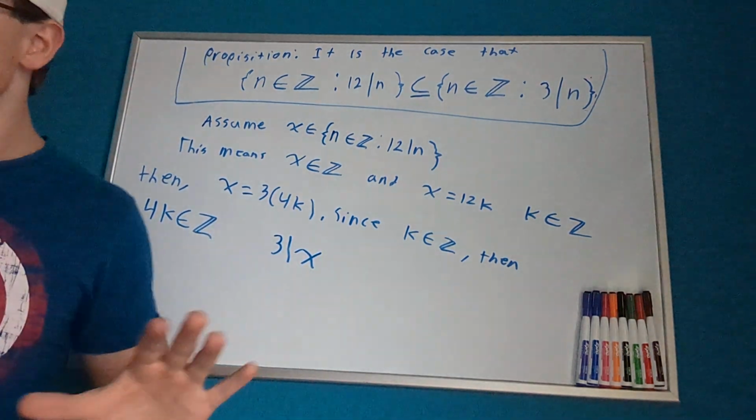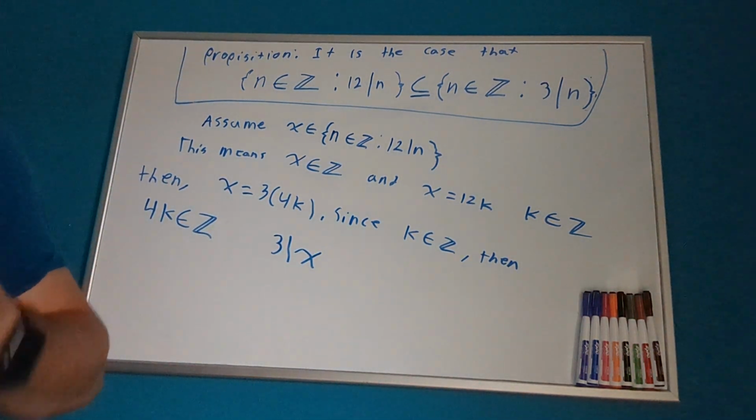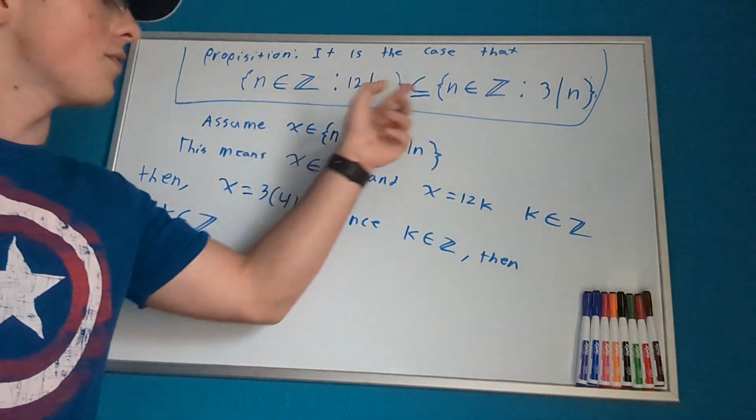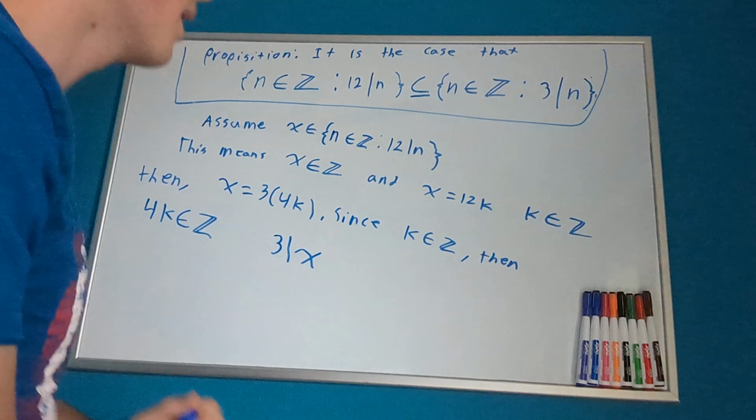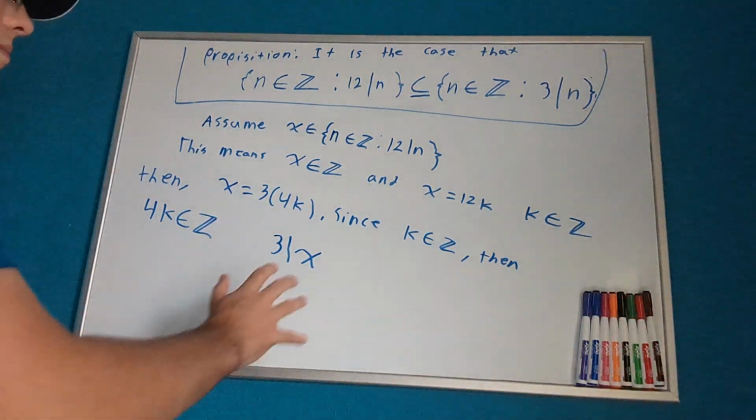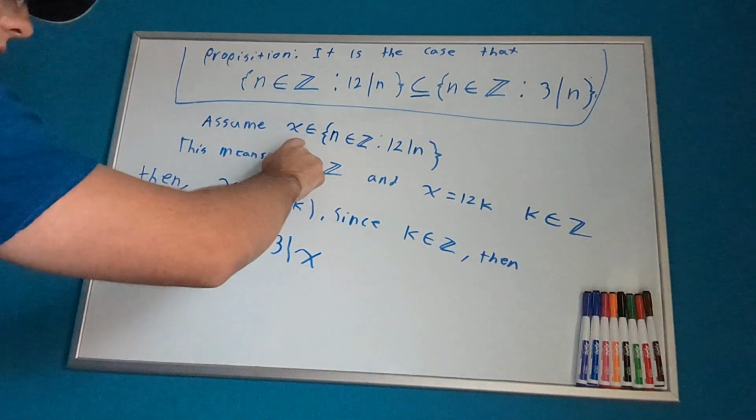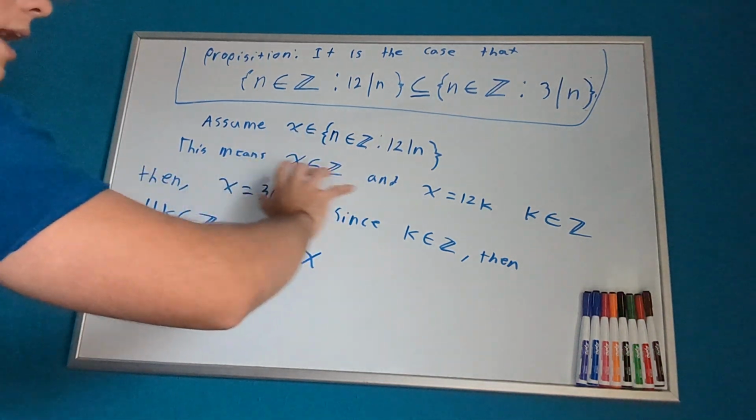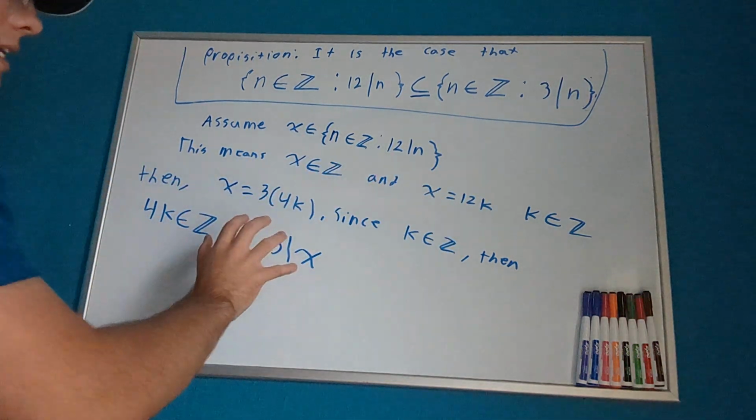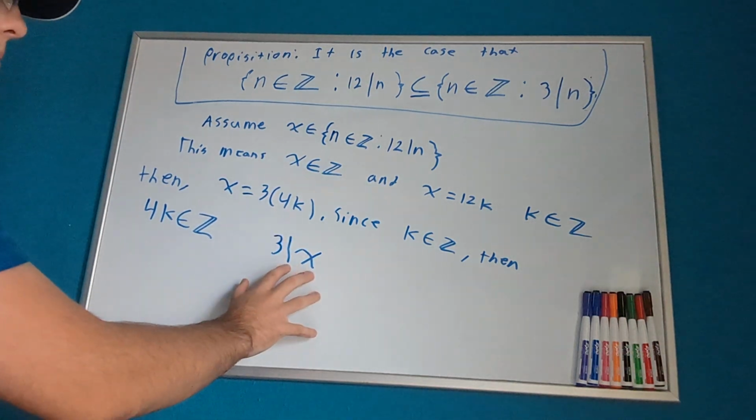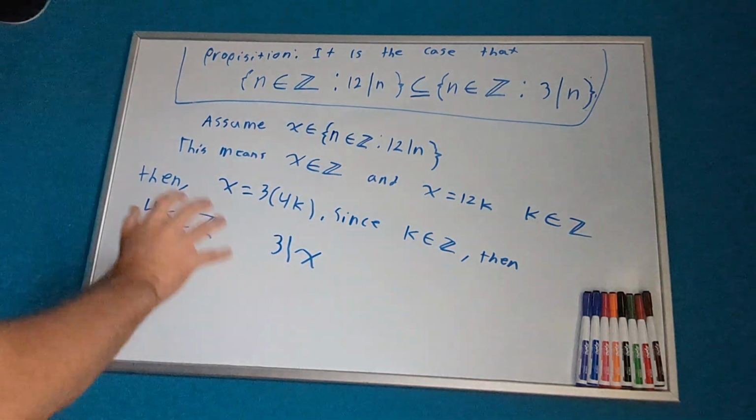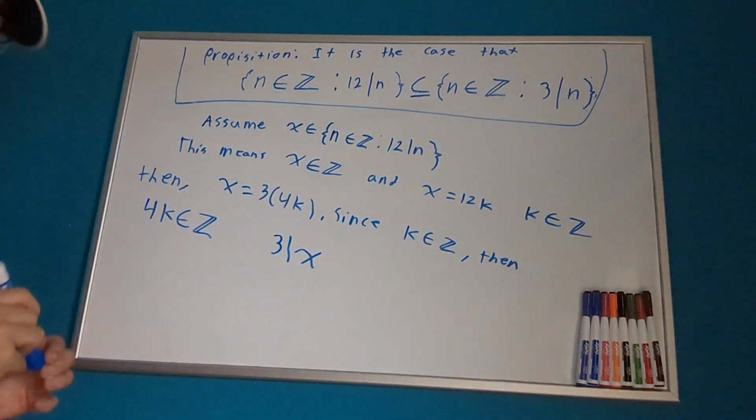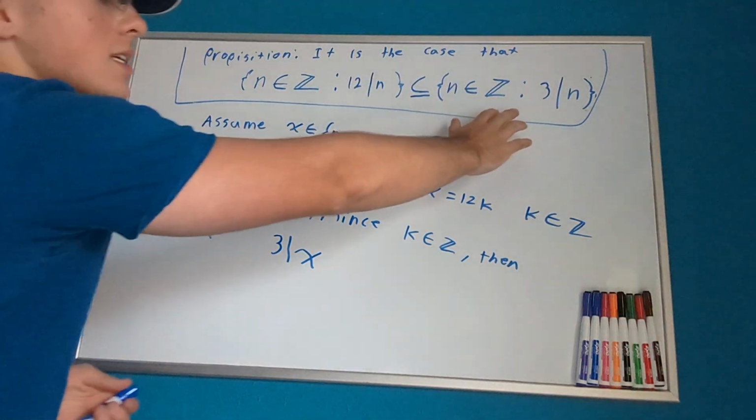And showing that 3 divides x shows that this is in fact a subset of that, right? Because we have shown that when we assume x is inside this set, that implies x is in fact divisible by 3. And when x is divisible by 3 and x is also in the integers, that means it's also in this set, right? Therefore, this is a subset of this set.